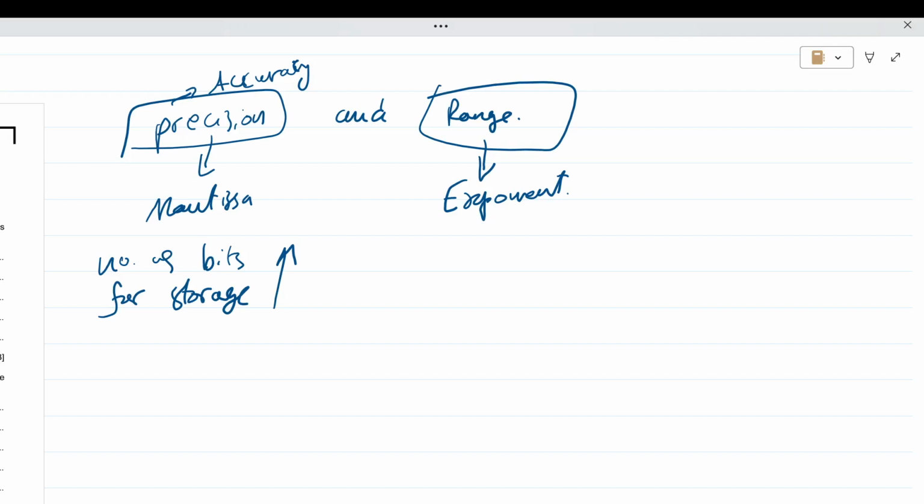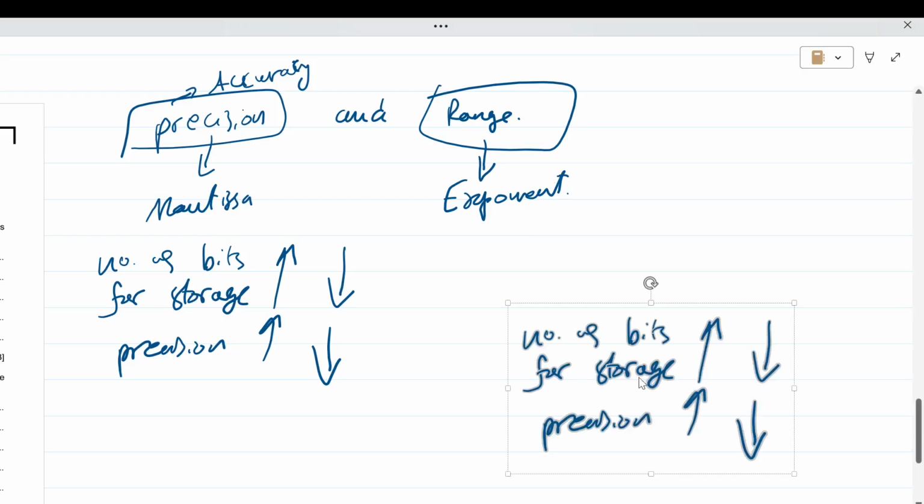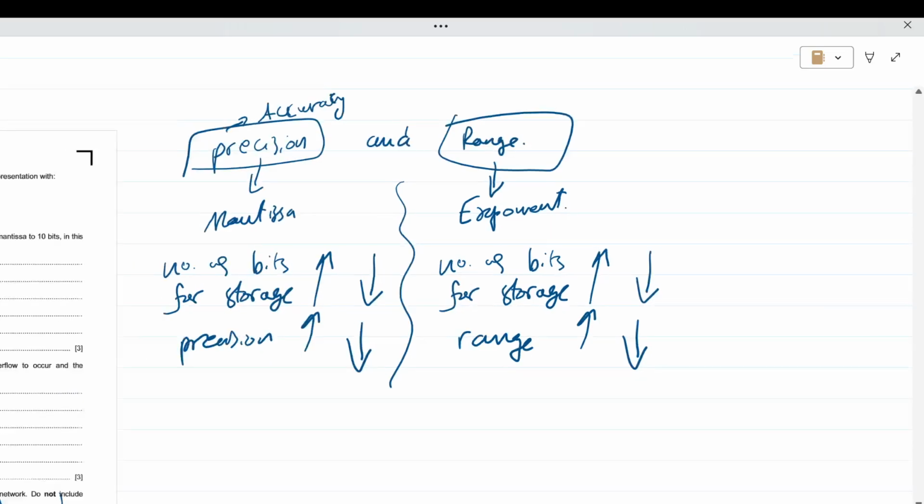If the number of bits for storage increases, then the precision increases as well, right? And if the number of bits for storage decreases, then obviously the precision is going to decrease as well. Now, if I copy this entire thing and paste it here, this is the exact same thing. The only difference is we use the word range in here.